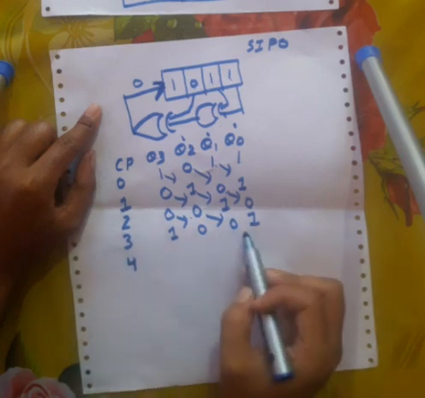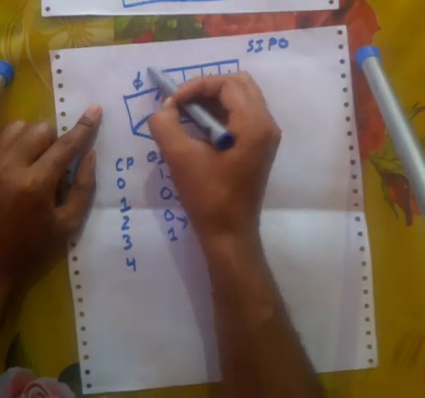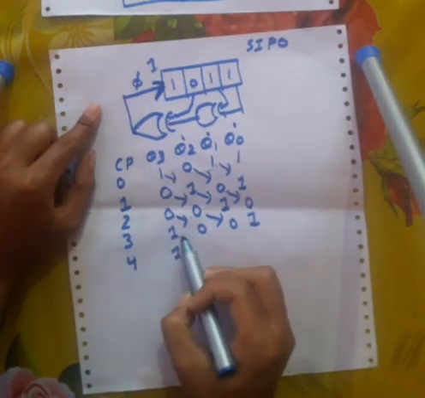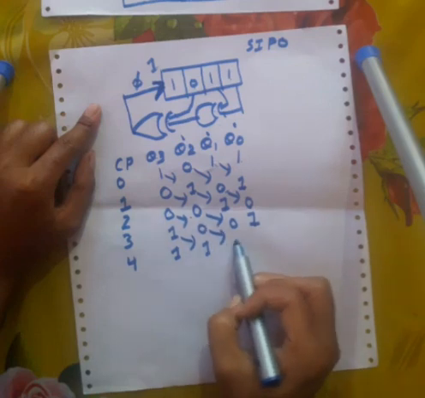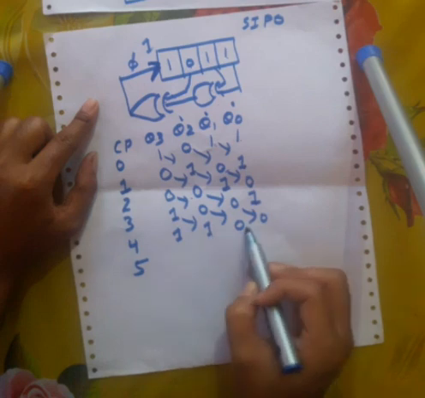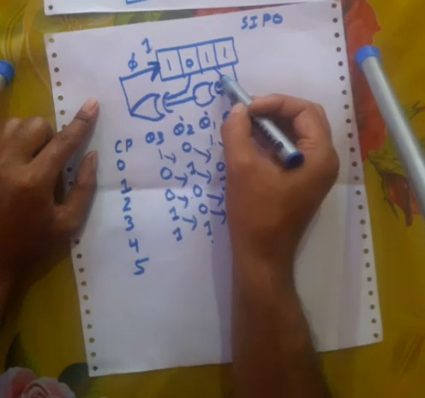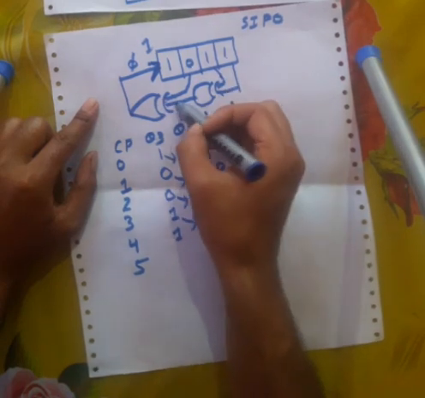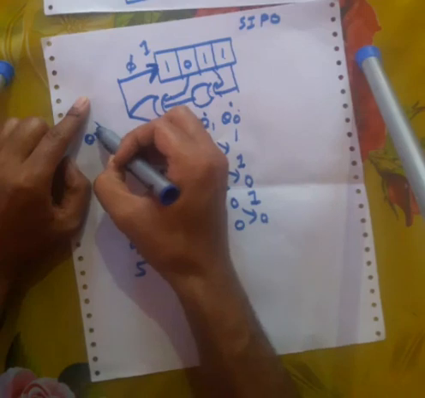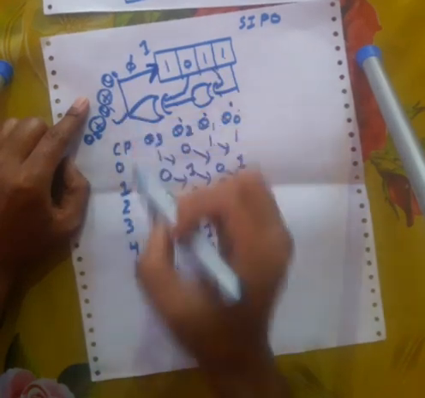After the fourth clock pulse, the input is 0 0 1, again an odd number of ones, so the output will be 1. So 1 comes here, this 1 shifts here, this 0 shifts here, and this 0 shifts here. After the fifth clock pulse, the data is 1 0 0 1. We take Q2 XOR Q1 XOR Q0.